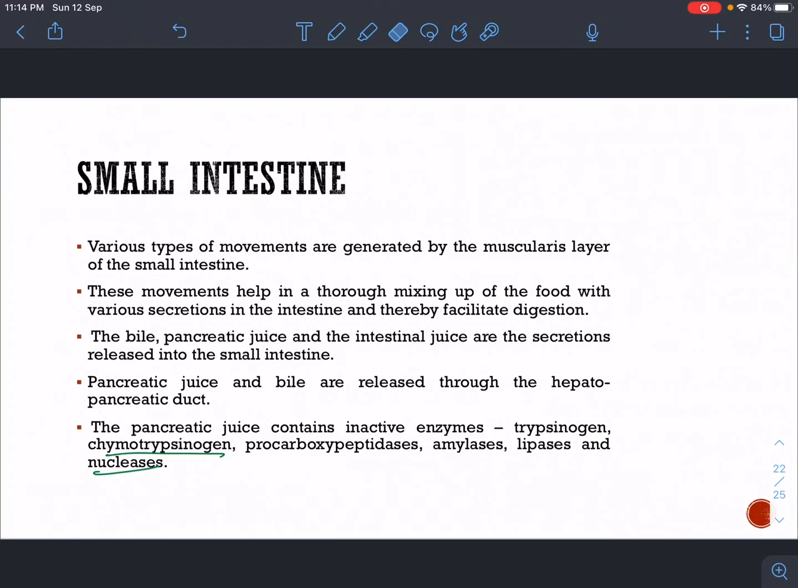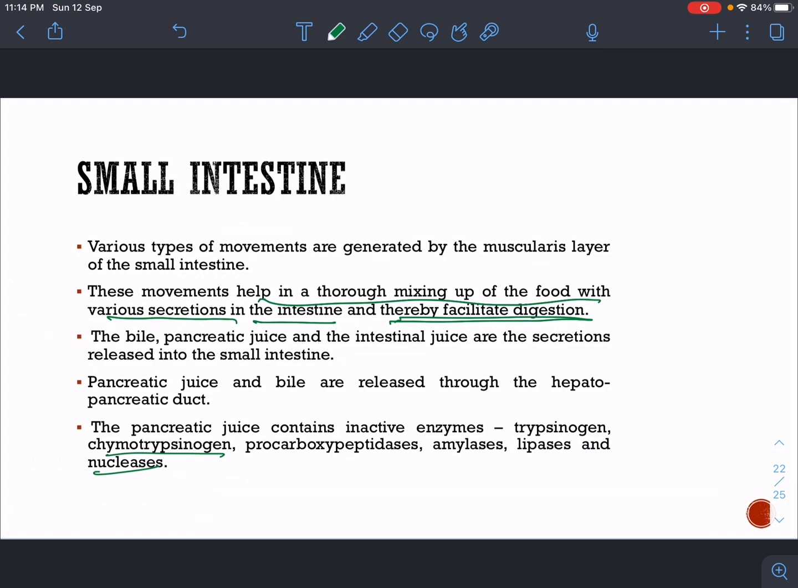Our next topic is small intestine. Various types of movements are generated by the muscularis layer of the small intestine. Alimentary canal has different layers, among which one is muscularis layer. This layer is used for creating movements in the small intestine. These movements help in thorough mixing up of the food with various secretions in the intestine and thereby facilitate digestion.